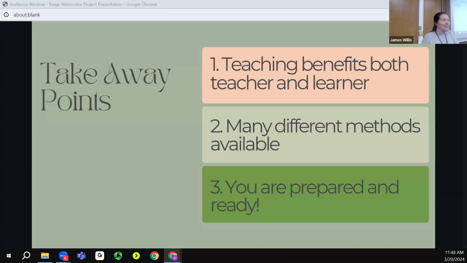So just some takeaway points. Teaching benefits both the teacher and the learner. If you work with smarter, better people, then you have to work less because they help you. And it helps you keep on top of things. There are many different ways to teach, and you can change it to fit your resources and the patient. And you are all prepared and ready to teach someone something.